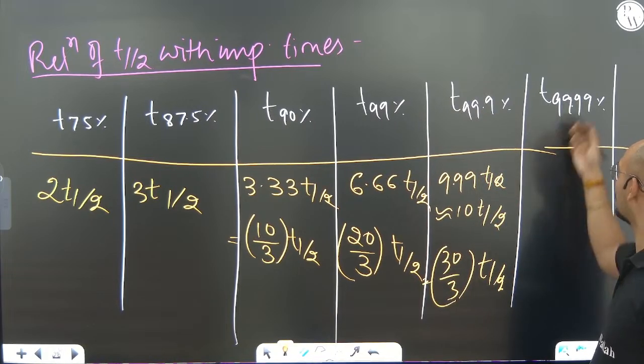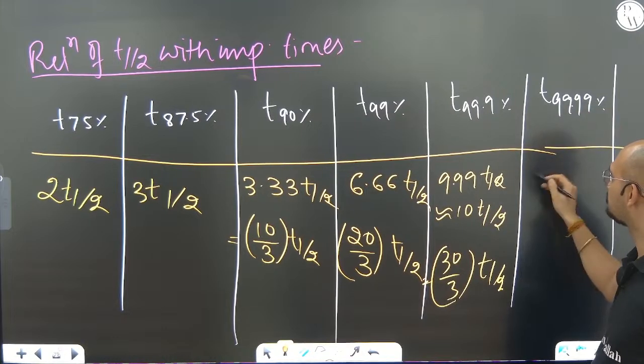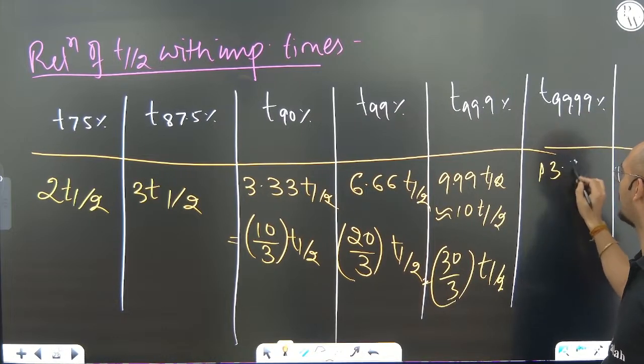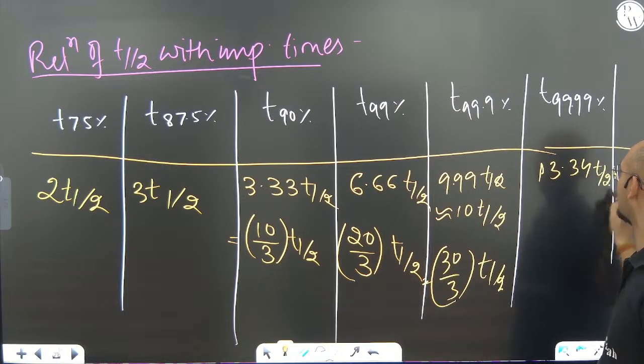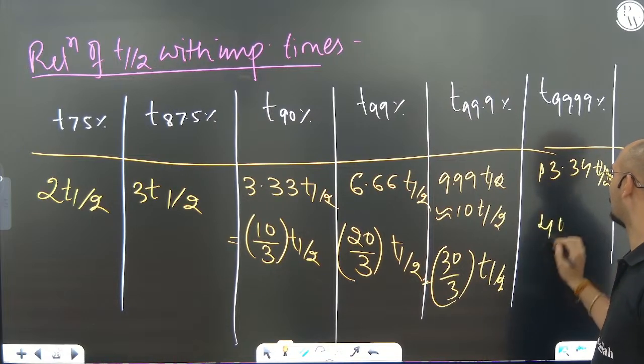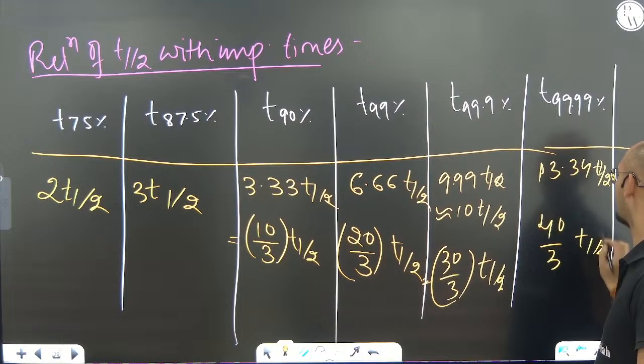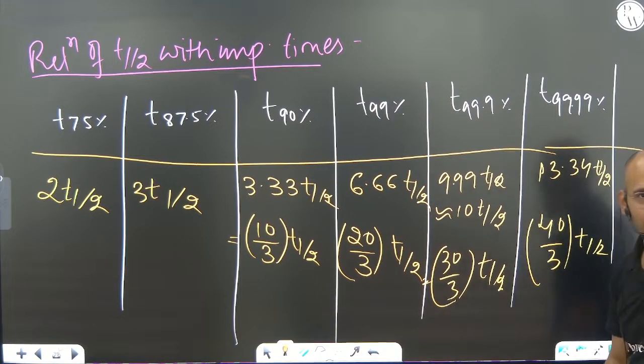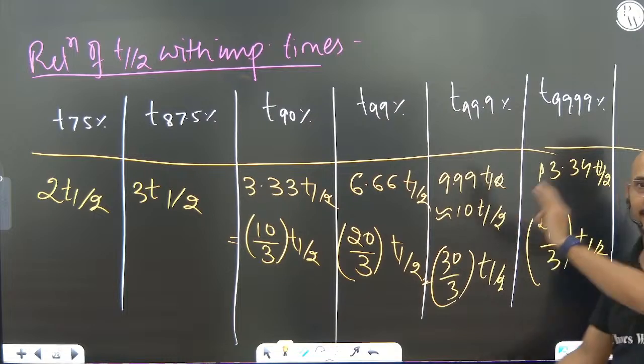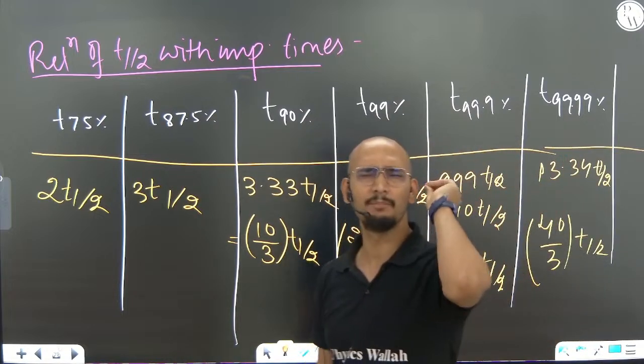Next, what is that? 99.99. So here what 99.99. So what it will become? Add 3.33 into it. 13.34 T half. That is nothing but 40 by 3 T half. I hope you all understand it. क्या ये बात पक्का समझ में आ रही है? ये याद रखना है, डायरेक्टली क्वेश्चन करने में इट विल हेल्प यू अ लॉट.